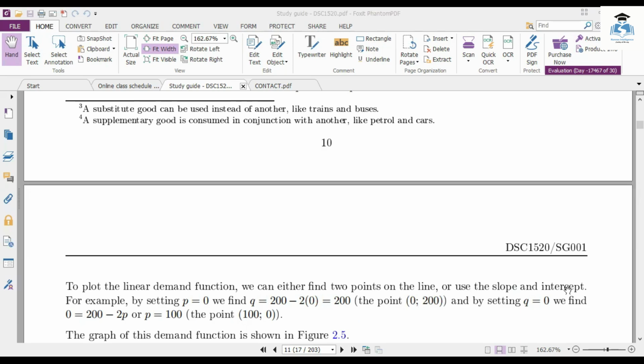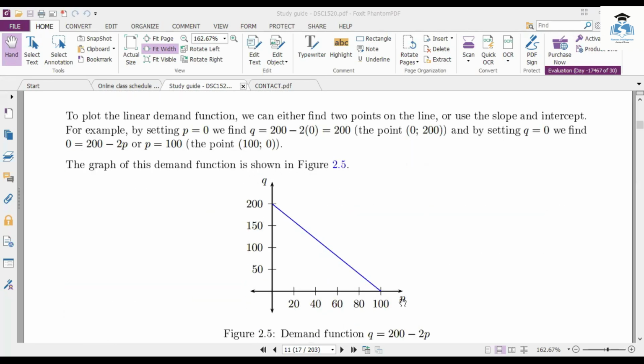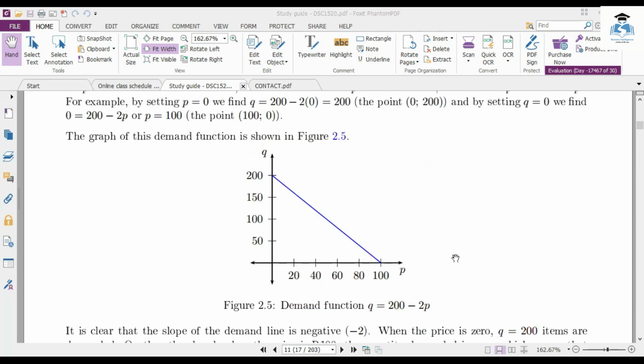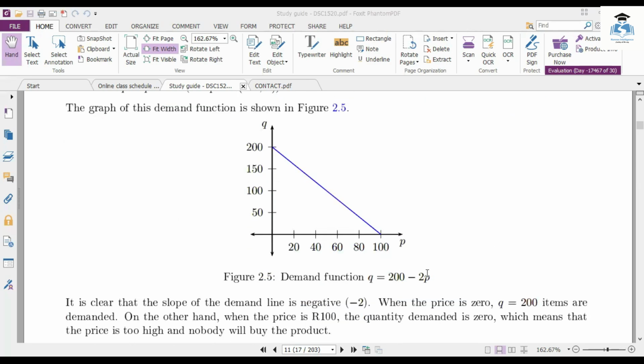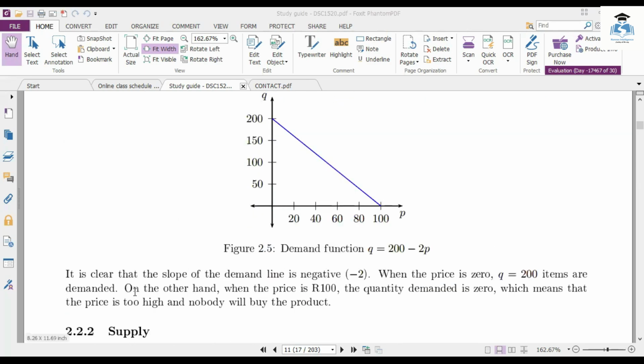And also we can set Q equals 0, and then we'll get the x coordinates, which is this one. So then you just plot here and there. That's it. So that's the demand function. It is clear that the slope of the demand line is negative because you are coming from the left-hand side to the right-hand side.